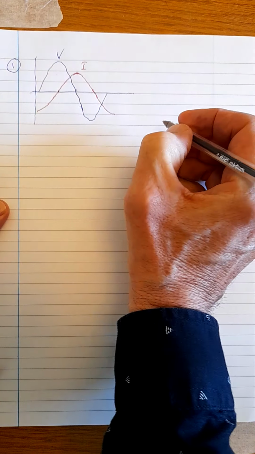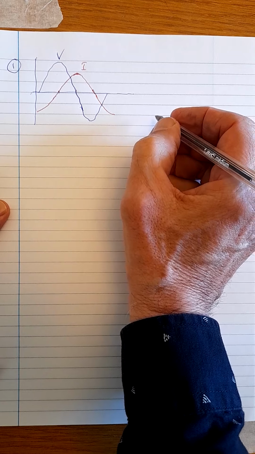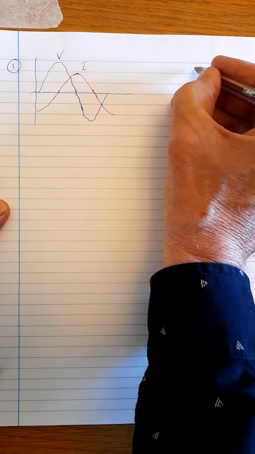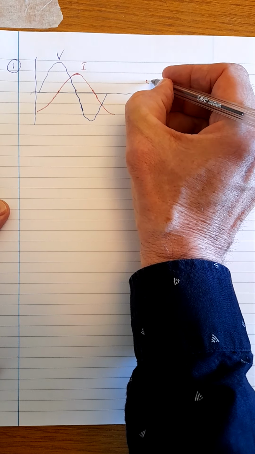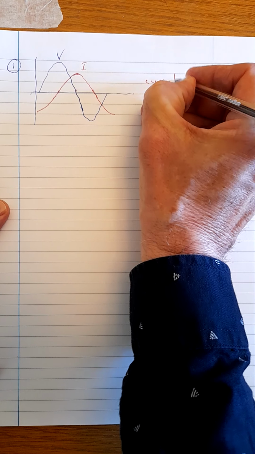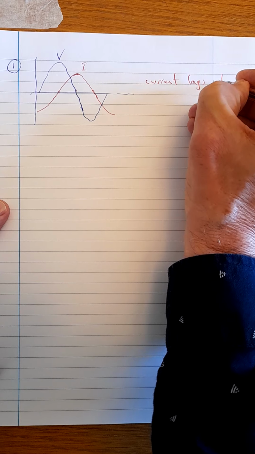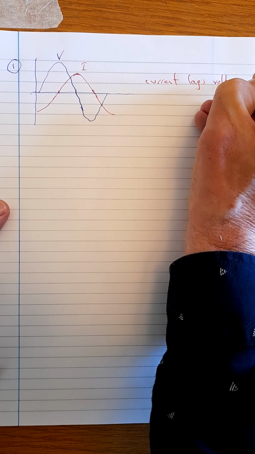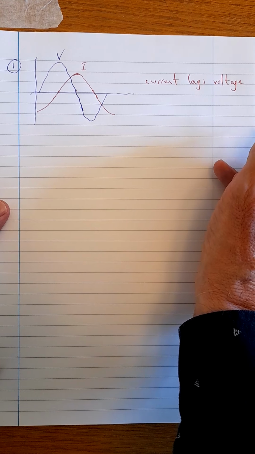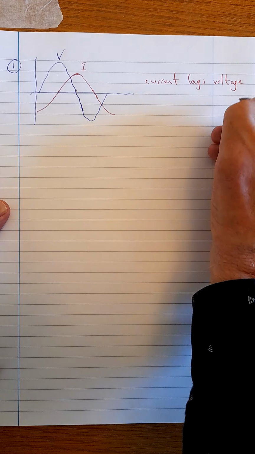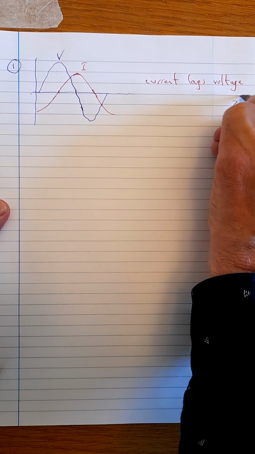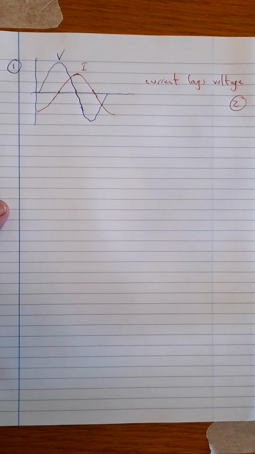And you wisely add in some words that in an inductor, current lags voltage. I haven't got the paper in front of me. I think that was 4 marks. If it was, you'll probably get 2 for this one and 2 for the next one.